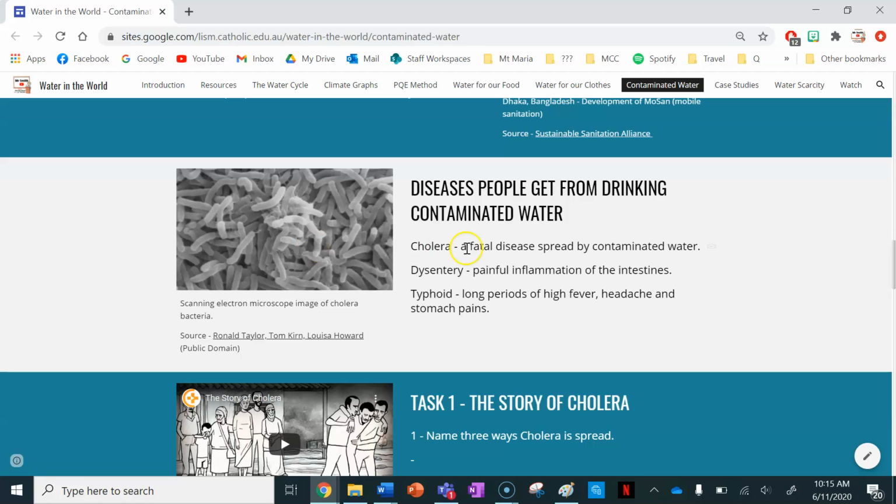The next one is diseases people can get from contaminated water. These are important to learn as well. This is why contaminated water is so bad. The first disease is cholera, which is a fatal disease spread by contaminated water. The next one is dysentery, which is painful inflammation of the intestines. And the third one is typhoid. Typhoid is potentially fatal, and it's long periods of high fever, headache, and stomach pains that normally can last up to 30 days.